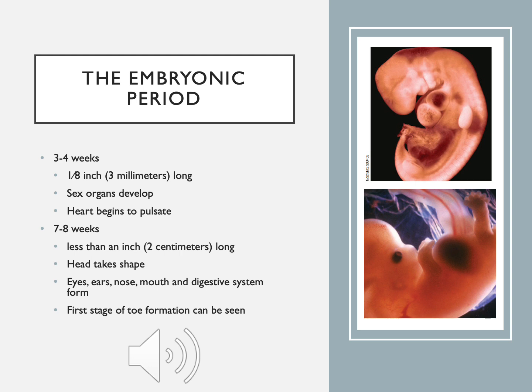Also, we see that there is a significant change within what is being developed. So we start to see more formation of the actual fetus taking shape. And so once we start to get into 7 to 8 weeks, this is when the head is forming, and the eyes, ears, nose, mouth, and digestive system are starting to form. And really around the first 3 to 4 weeks, this is just when our sex organs form and our heart begins to pulsate. And so we see more significant increases in the formation of an actual fetus at around 8 weeks.